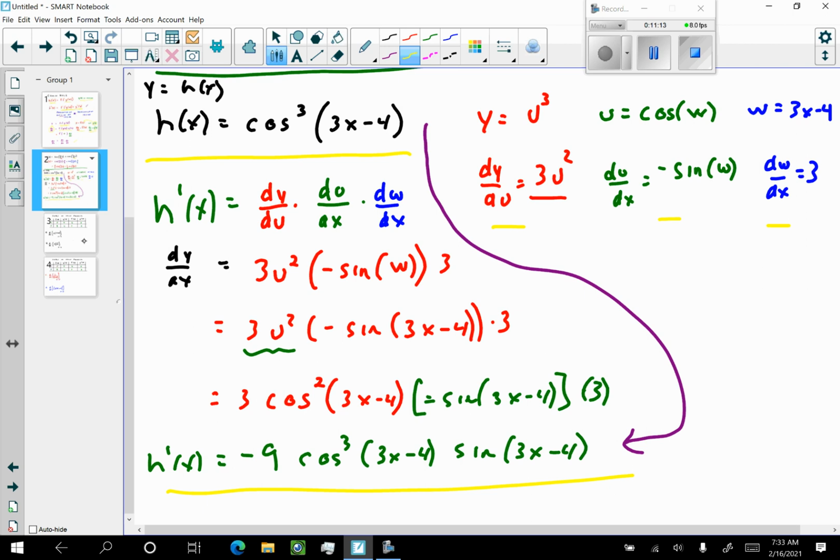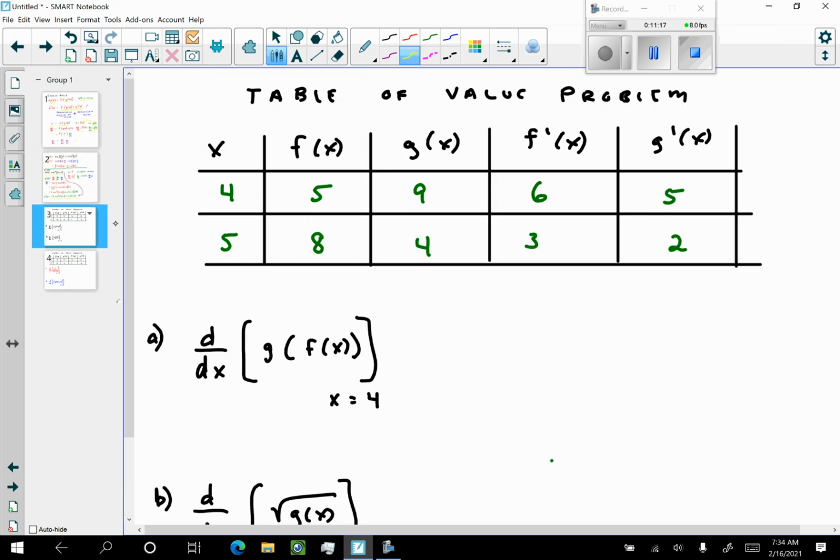Now we're going to look at table of values problems. These are very, very common. Here I have two functions, their derivatives, and two inputs. x input of 4, x input of 5. This chart means f of 4 is 5, g of 4 is 9, f prime of 4 is 6, g prime of 4 is 5. f of 5 is 8, g of 5 is 4, f prime of 5 is 3, and g prime of 5 is 2. To do these problems, we have to be able to read the chart. There are a couple of similar problems I have assigned, which I'm going to go over now.